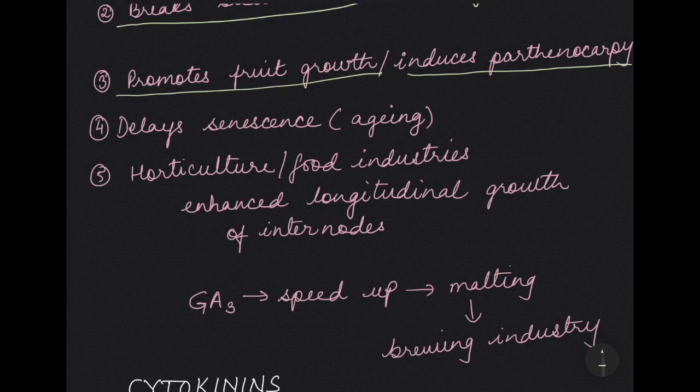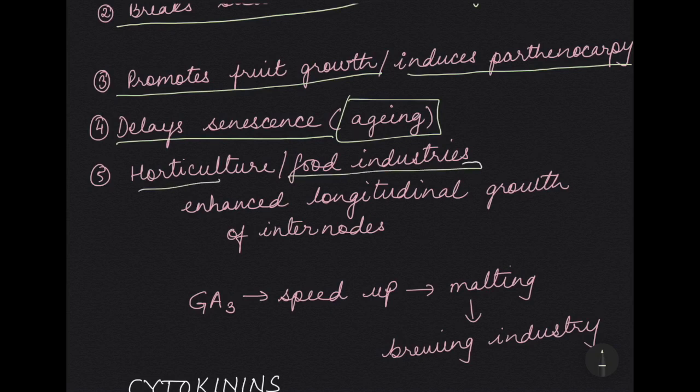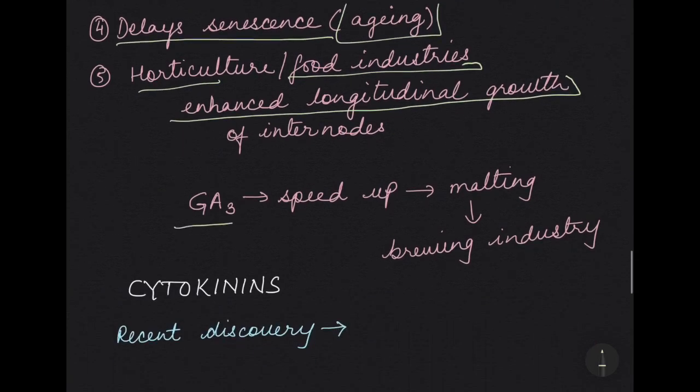Next, they also delay senescence. You know, senescence means aging. And gibberellins are used widely in horticulture and food industries. These hormones enhance longitudinal growth of internodes in dwarf plants. They are used commercially to increase the length of grapes, elongate apples, and improve their shape. And gibberellic acid is used to speed up the malting process in the brewing industry.